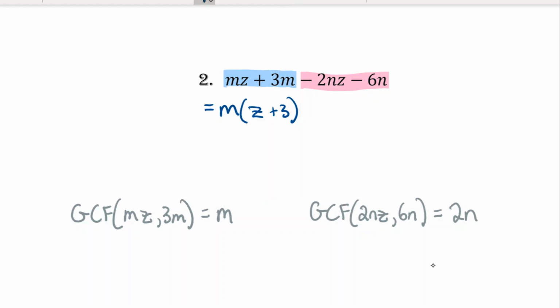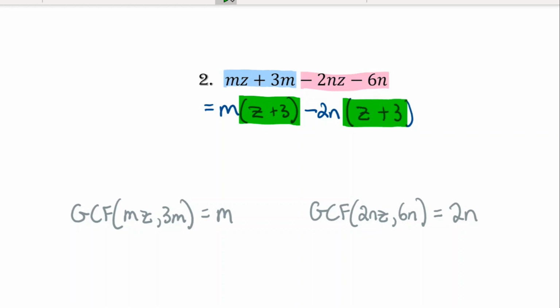All right, so we put that out front, and I'm going to make this a negative 2N, and that's because you'll see here that if I go negative 2N times Z, I'm going to get negative 2NZ. And then if I go negative 2N times negative 3, or sorry, plus 3, I'm going to get negative 6N. And this is what we wanted. We wanted to get the same thing in these brackets.